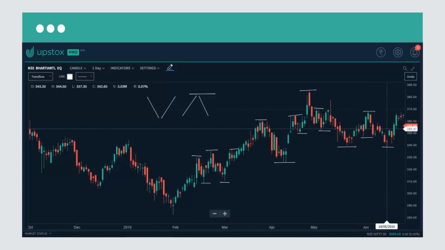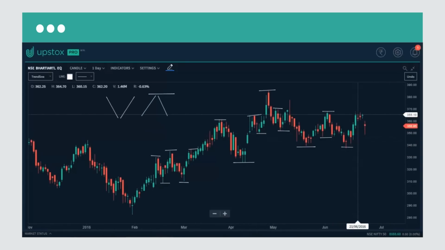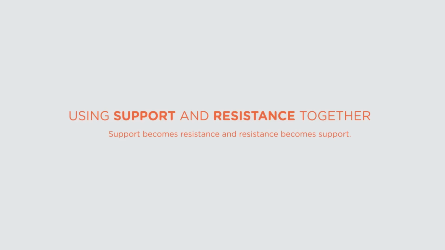If you move forward, so this is a new resistance point that formed here now. So you'll see, just by marking support and resistance, you can see that the trend right now is sideways. We have a breakout either side. That would probably put us into a new trending market. So that's it. That's what support and resistances are to look at. But I'm going to show you something even more interesting. How to use support and resistance together.